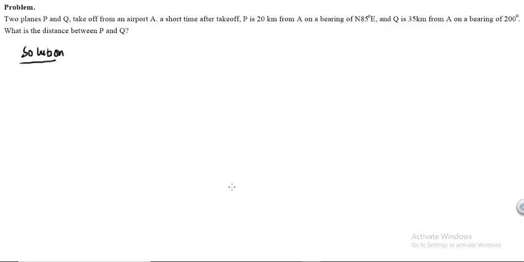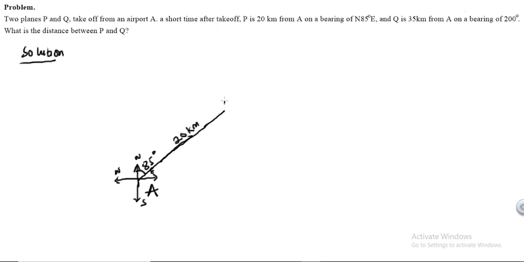Now, we assume that the airport is somewhere around here. I'll draw my north, east, south points from here. This is my north, this is my west, this is my east, this is my south. I'll call this airport A. Now, if the first plane takes off at north 85 degrees east, that falls around here. So this is 85 degrees, by the way. It travels for 20 kilometers in this direction. So this is 20 kilometers.